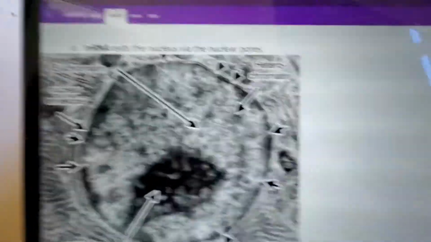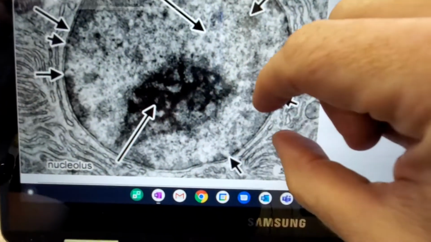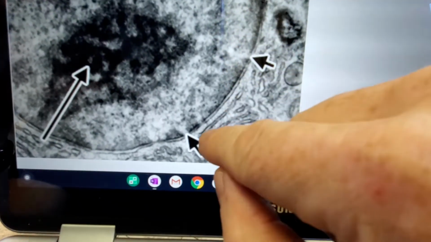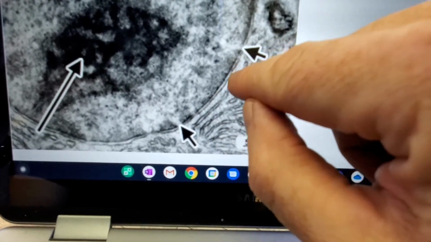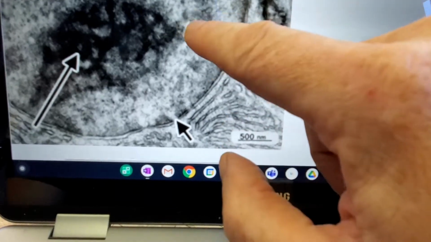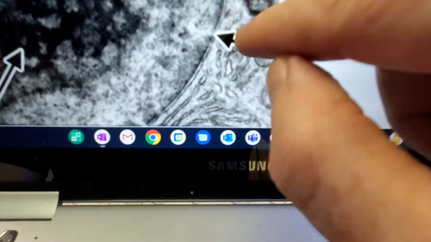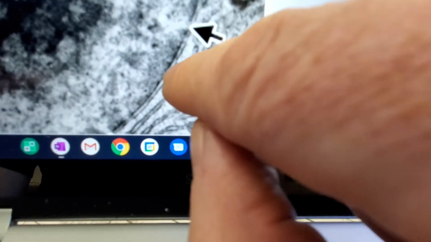So this is a nucleus, and it has a special membrane around it. It's called a nuclear envelope. This is the nuclear envelope of a nucleus. And what you'll notice, if I get right in close, is these two dark lines.